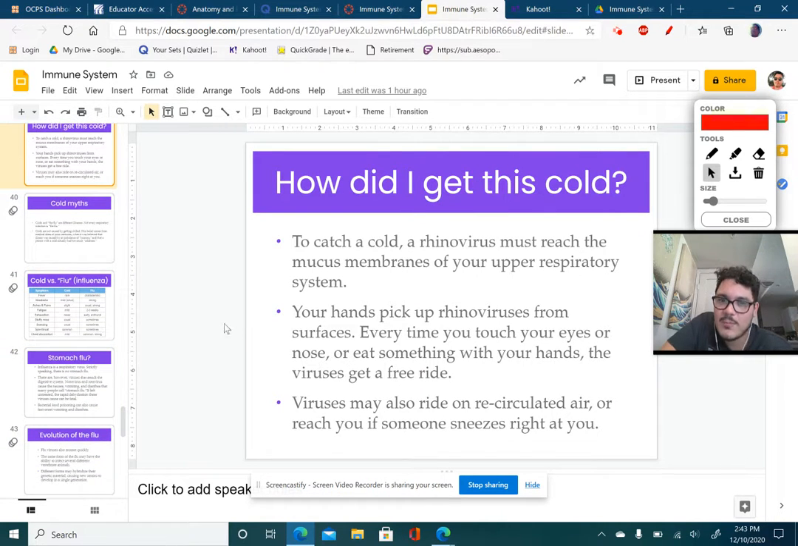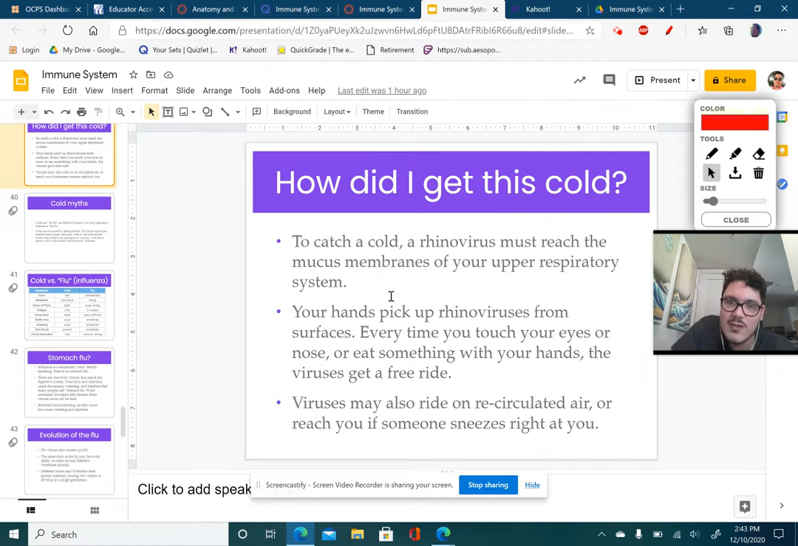How do I get this cold? To catch a cold, a rhinovirus must reach the mucous membranes of your upper respiratory system. So it primarily affects the upper respiratory, which is anything from the neck up as far as the respiratory system. And if you're thinking about it, mucous membrane, that means it's primarily going to target your nose and your nasal cavity. You have most of your mucus in your nasal cavity anyway.